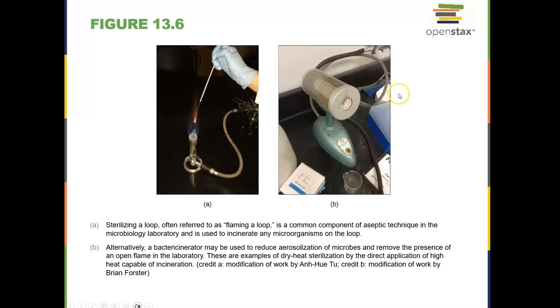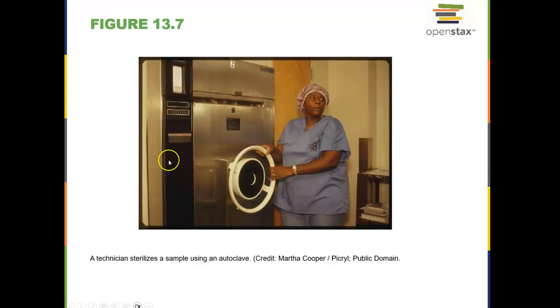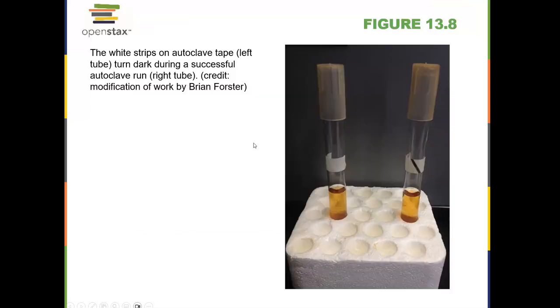This is showing your flame and your ceramic incinerators there. This is an autoclave, and I'll show you guys this in class. There are white strips that are used. That's called autoclave tape. It will turn dark once the autoclave has reached a specific temperature and pressure, and that's supposed to tell you that these tubes are sterile. But the caveat here is that anaerobic situations can also change this strip, so you've got to be careful there.